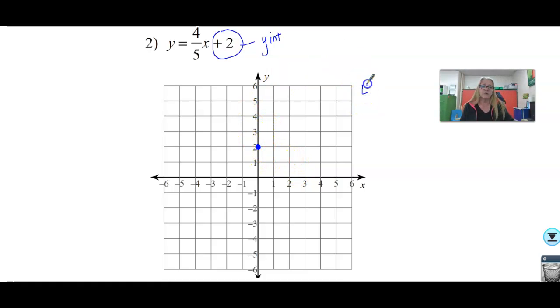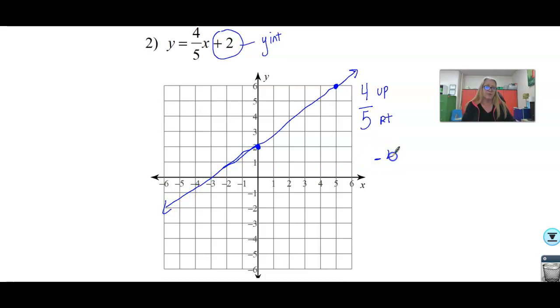Then we have a slope of 4/5. Both of these numbers are positive. So the top number says go up 4, and the bottom number says go right 5. Okay. Well, up 4 would be 1, 2, 3, 4. Right 5, 1, 2, 3, 4, 5. That's another point on our line. Okay. And then you could go ahead and draw that one.